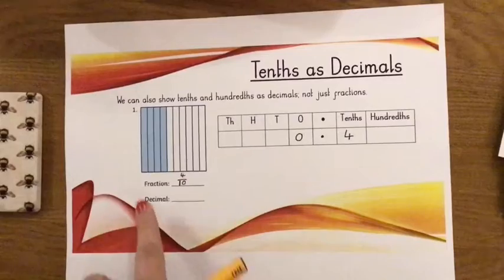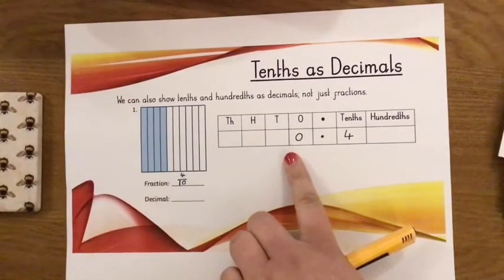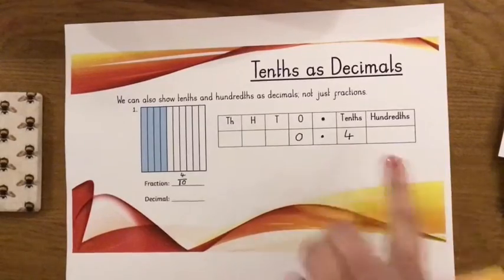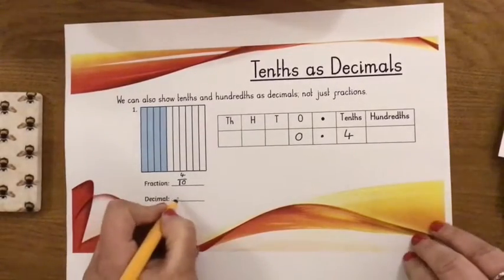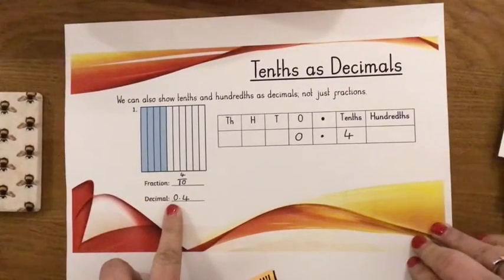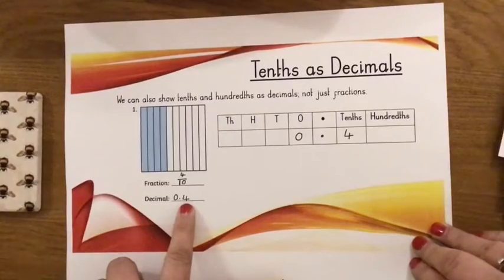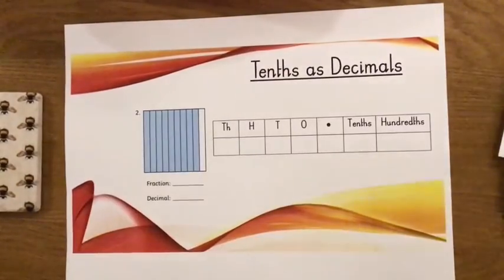So this fraction, 4 tenths, is shown as the decimal 0.4. So my answer here would be 0.4, because I've got no ones, I haven't got any whole numbers, my decimal point, and then 4 tenths. Let's have a look at another example.